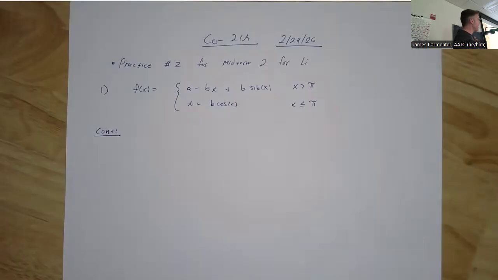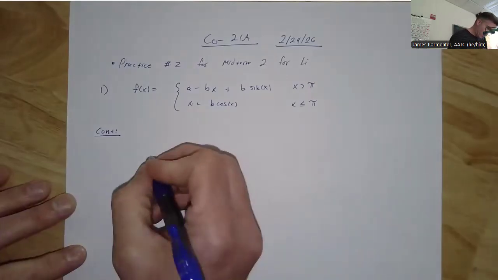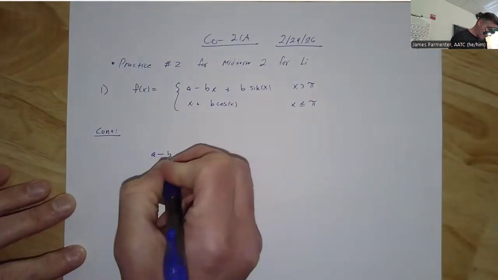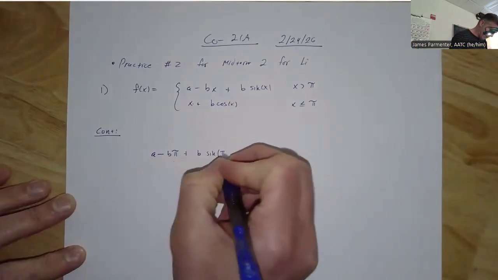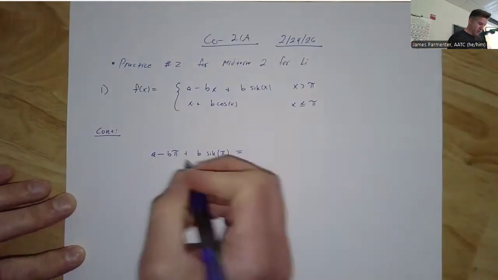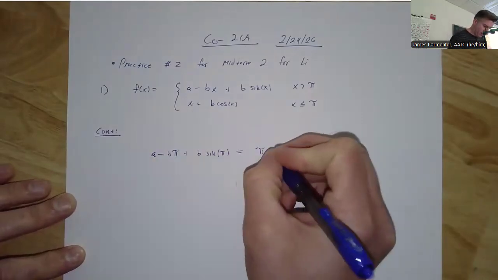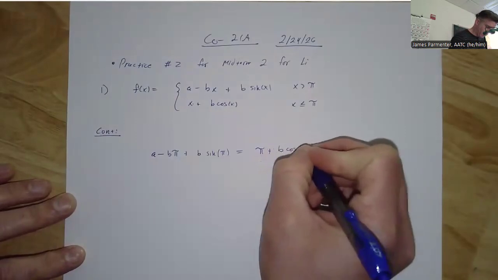I do think instead of just plugging in pi, you could probably write this. I'm going to write one more step, but you could probably write we need a minus b times pi plus b times sine of pi. We need that to be equal to what you get when you plug in pi over here: pi plus b times cosine of pi.